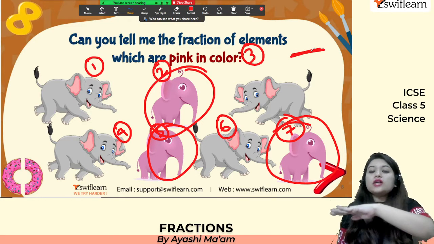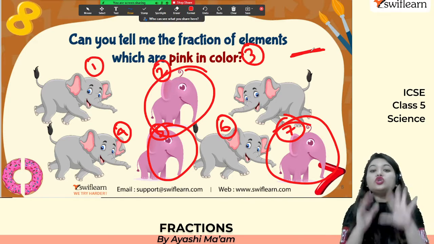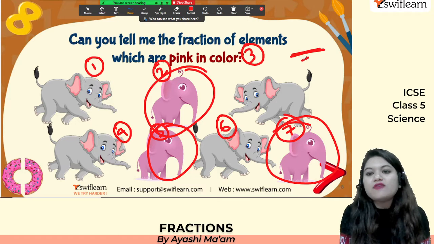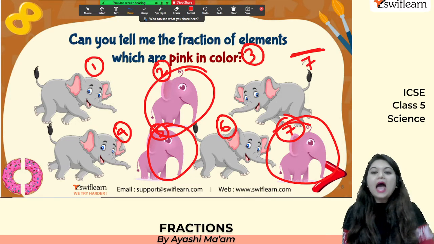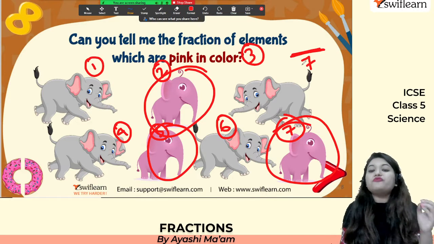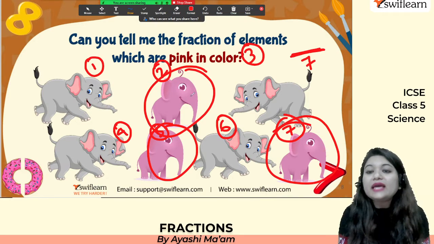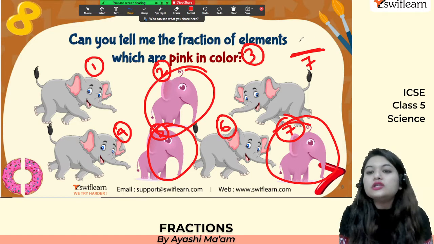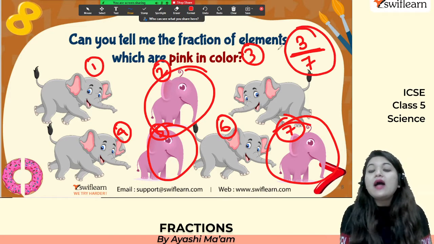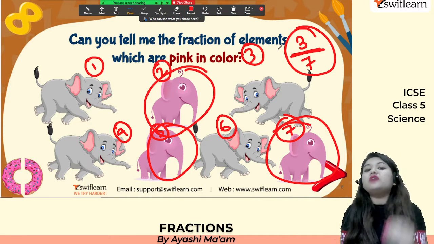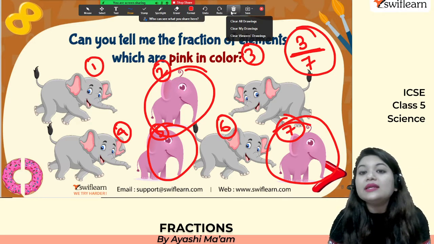Now below the horizontal line, we are going to write the total number of elephants. So what is the total number of elephants over here? 7, right? We already counted. And above this horizontal line, we are going to write the number of pink elephants. So how many pink elephants are there? 1, 2, 3. So on the top of the horizontal line, simply write down 3. And here you have your answer. So this is the fraction of the elephants that are pink in color.